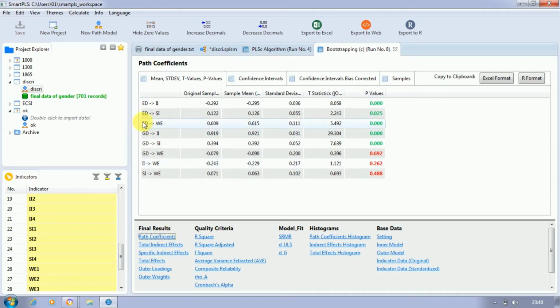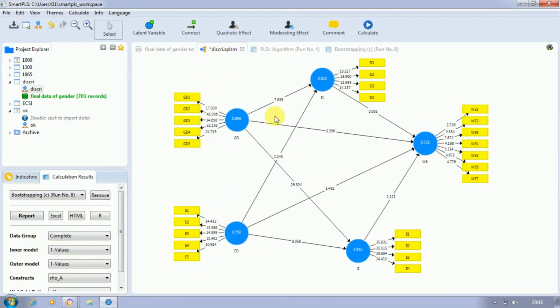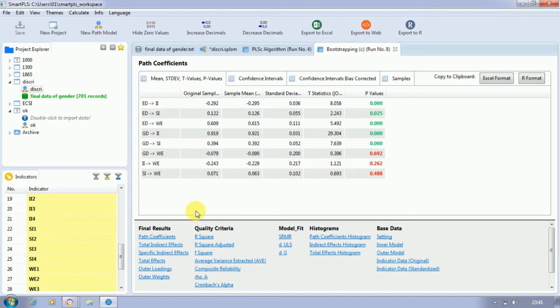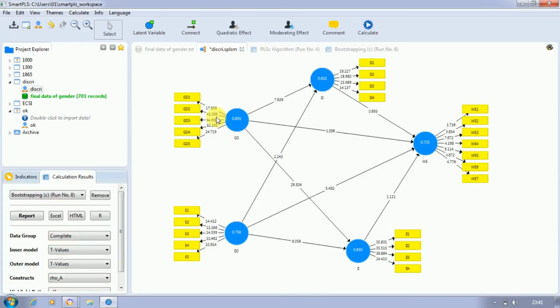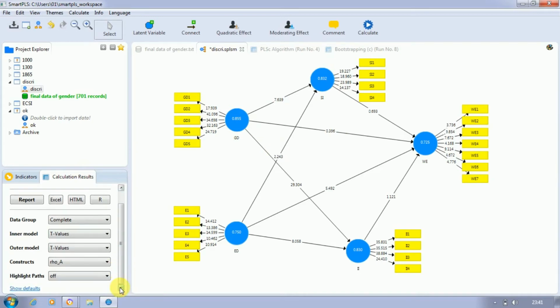Let's find out whether there is any total effect or direct effect. Yes, we can see EDE to WE here. It shows a direct effect, so there is a direct effect of EDE to WE, and it is significant also. The value is more than 5.492. We can see this in the path model also. This path model is showing, let's highlight the path. In the left corner there is a window that gives you the option to show the inner model t values, the outer model t values, and the constructs showing the rho_A values, that is, the internal consistency.